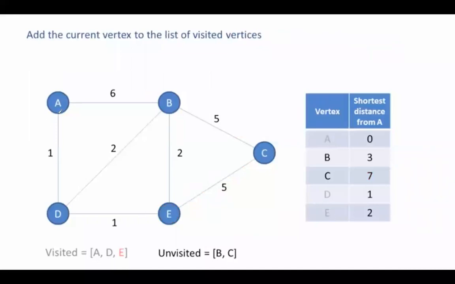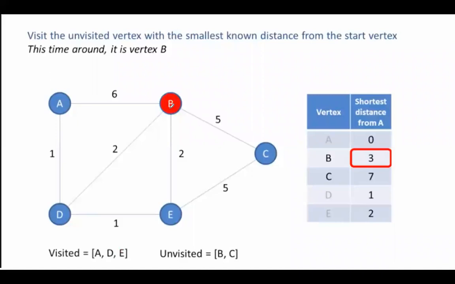A, D, E. These 3 nodes are visited now. Only 2 unvisited nodes remain, B and C. Among B and C, which one has got the least distance now? B has got the least distance. So next we have to trace the node B. We'll come to B. Now B's untraced neighbor is only C. The rest of the nodes are already visited and we know they have their shortest distances.